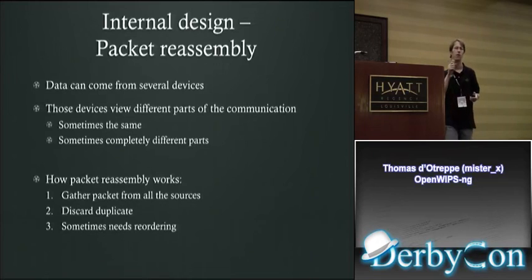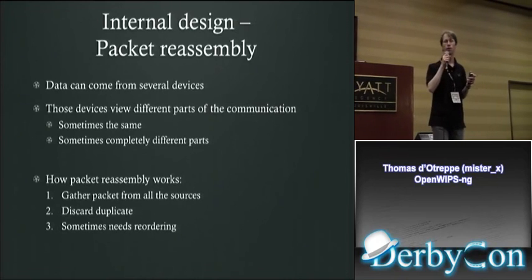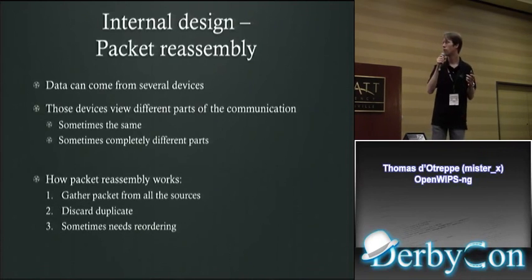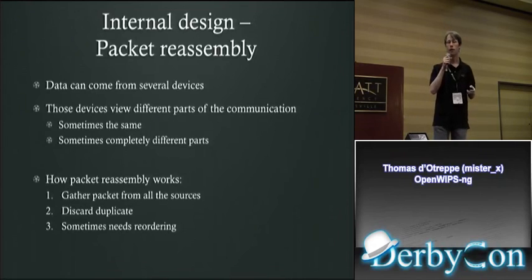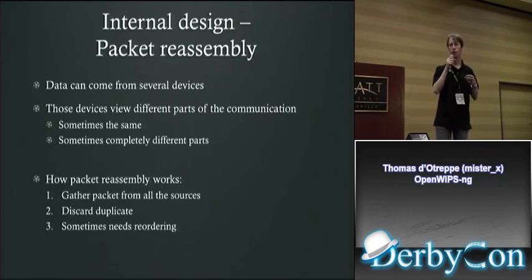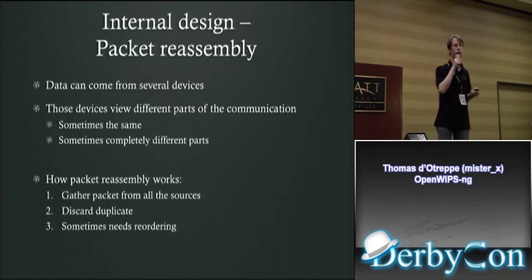Packet reassembly. Data can come from several different sources, and the devices, the sensors, see different parts of the communication, not always the same. Sometimes completely different, sometimes parts are the same. So we need to reassemble that. And how it works is that we gather all the packets from different sources, we put them into a list, and we discard all the duplicates. Most of the time it's very easy. And then sometimes we need some reordering because of the arrival time of some packets.